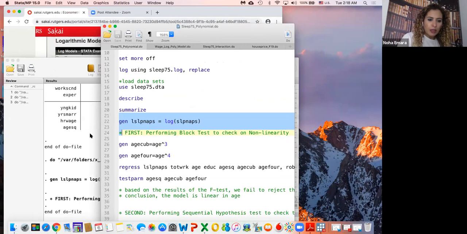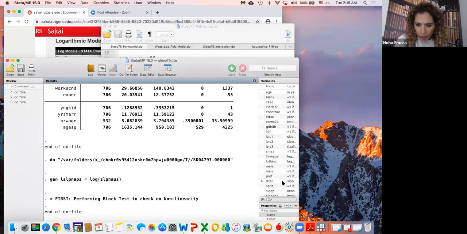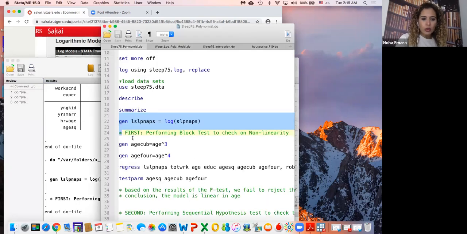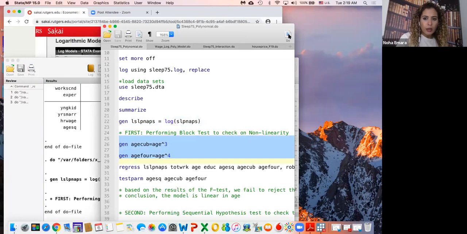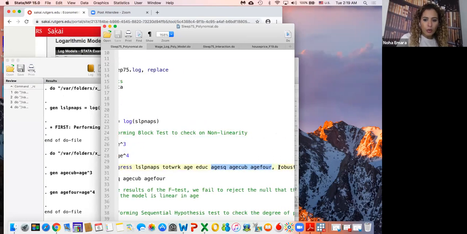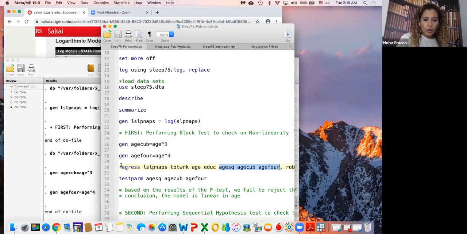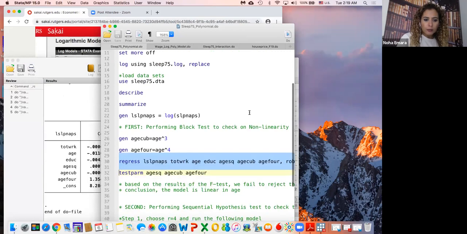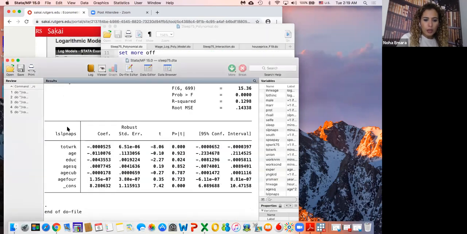My data set already has the age square. I have seen it somewhere. Yes, it's right here, age squared is already here, age to the power 2. So all I need is to generate age to the power 3 and to the power 4. After you do so, you add all the nonlinear age terms to your regression, and the robust standard errors towards the end. After you're done, you just regress it and you get the answers here.